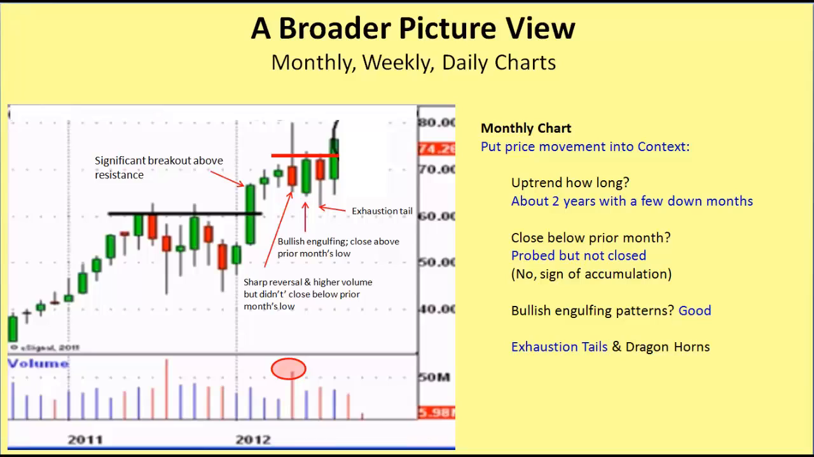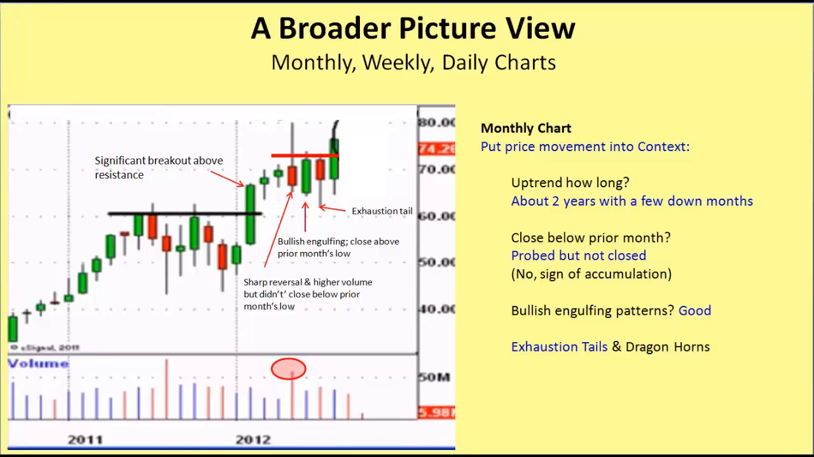Another way that you can put a stock's price and volume action into context is by looking at the monthly chart. It provides a broader, big picture view of what the stock's doing and can reveal the larger term trend and if that trend might be coming to an end. One of the first things I do when I look at a monthly chart is, if a stock is in an uptrend, how long has that uptrend been going on?